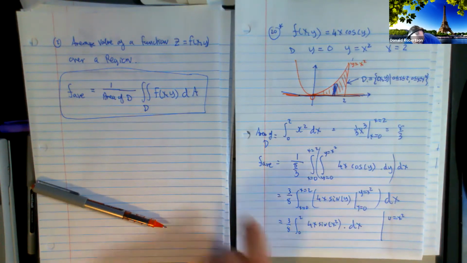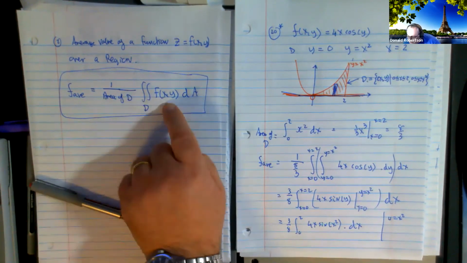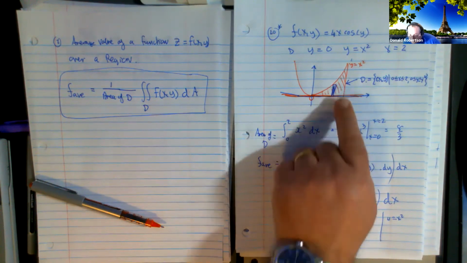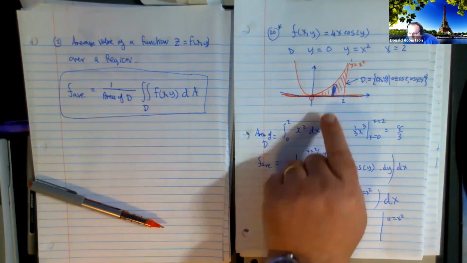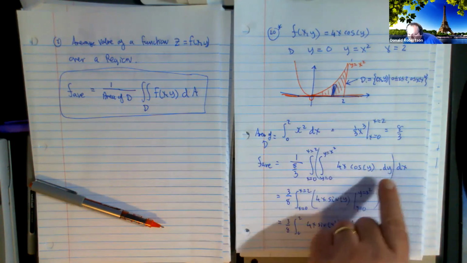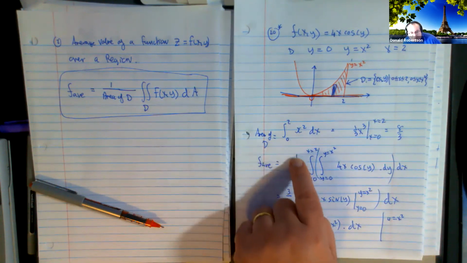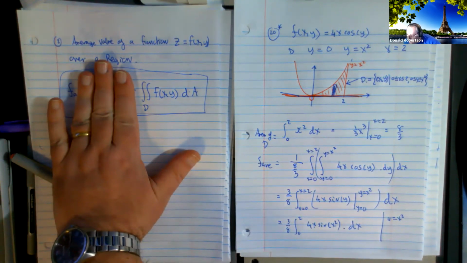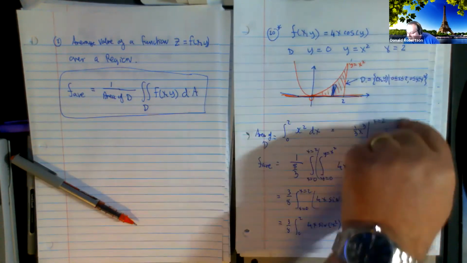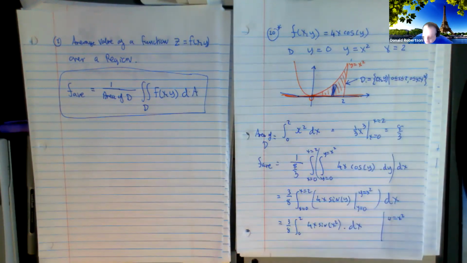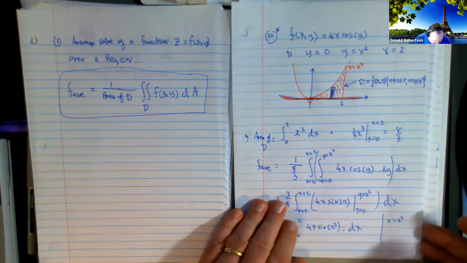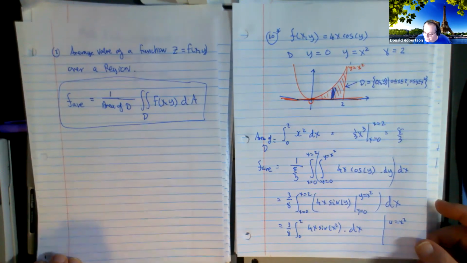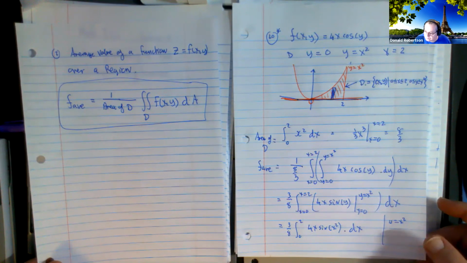Are we comfortable with the process of how you find the average value? Find the area of region D, and then do a normal double integral. If it wasn't for that 1 over the area of D bit, wouldn't this just be a normal double integral question? It really is. So you just get an extra little step at the start. Apart from that, same old, same old. Are there any questions about that section before we move on to our next one? Okay.